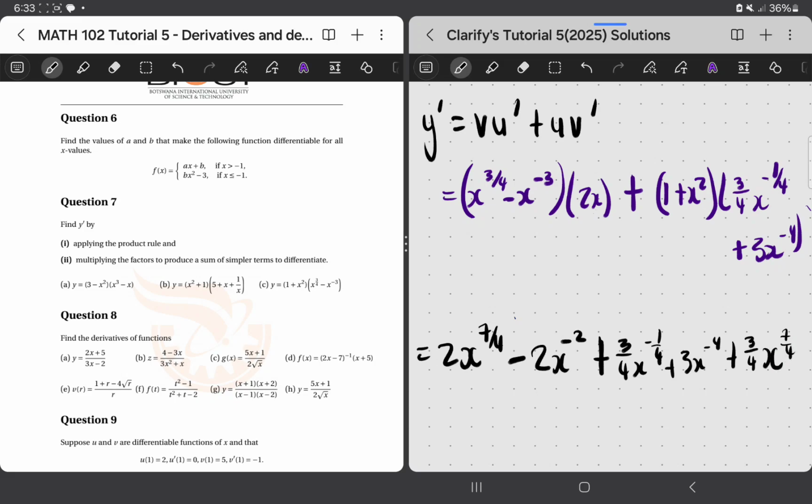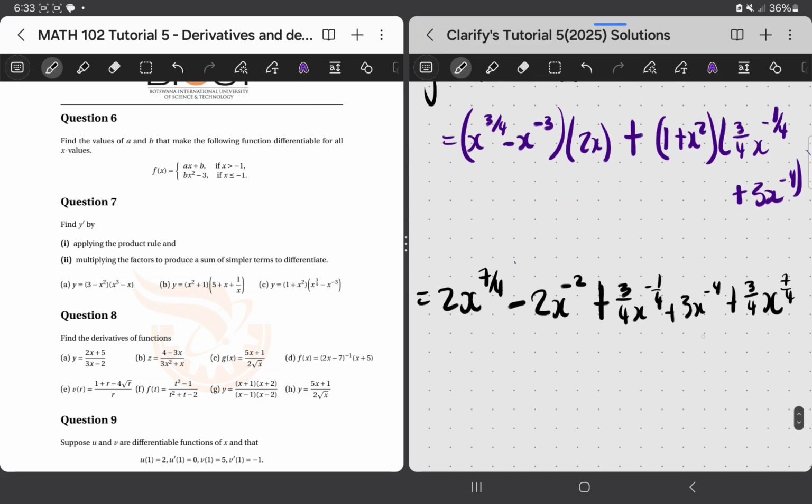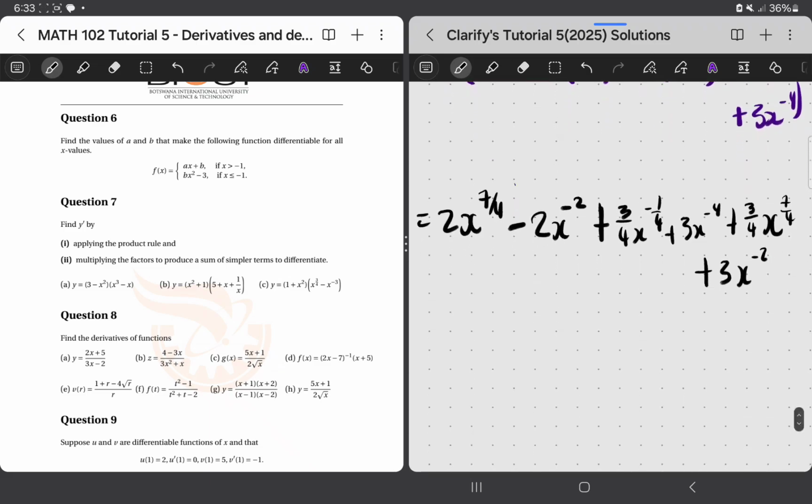Then now we say x squared multiplies this 3x to the negative 4. It's going to be plus 3. Then x to the negative 4 and x squared come together. So it's going to be 2 minus 4. You add the powers, right? You get minus 2. So it's x to the negative 2, of course.